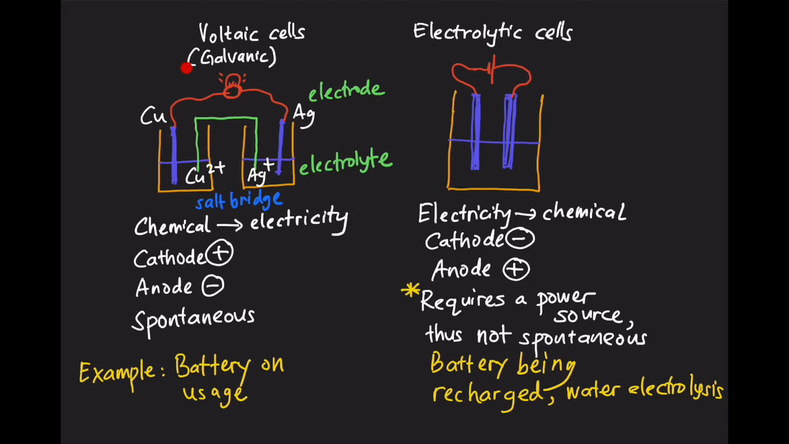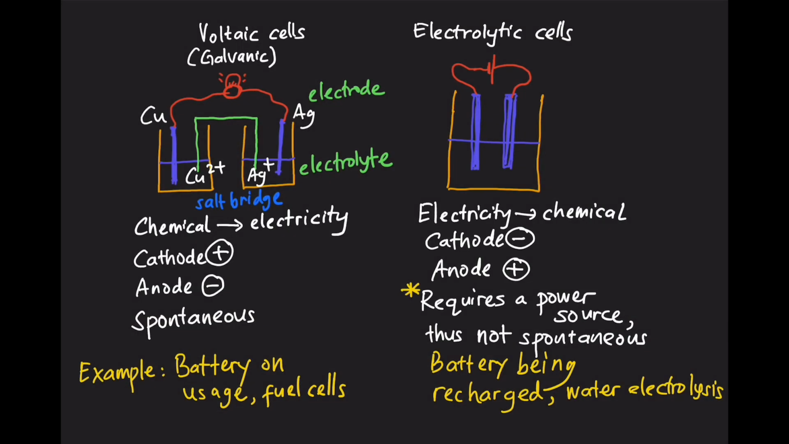An example of a voltaic cell is a battery in usage, or another example would be fuel cells that have also generated a lot of attention lately as a source of energy. So in this case, you have chemical reactions, and the chemical reactions will produce energy in the form of electricity. We have two different electrodes. One we call the cathode. The cathode will have a positive charge, or the positive pole. And the other electrode we call the anode, and for voltaic or galvanic cells, the anode will have a negative charge.